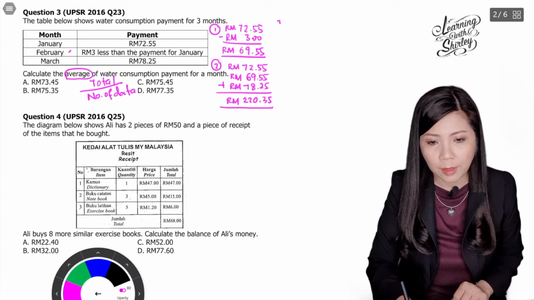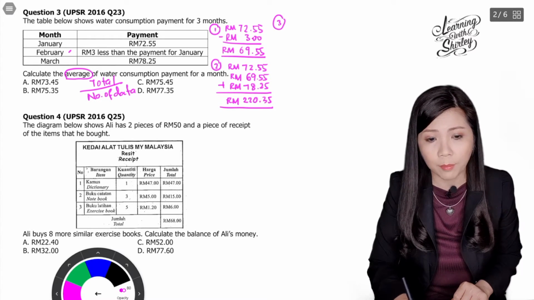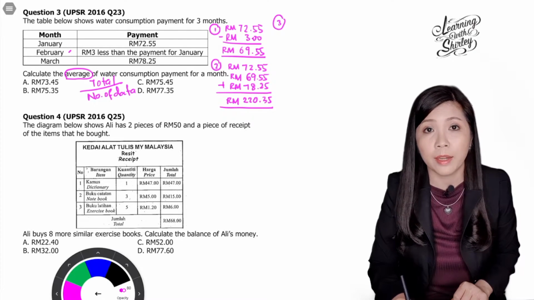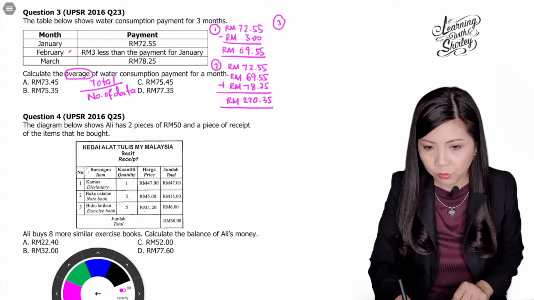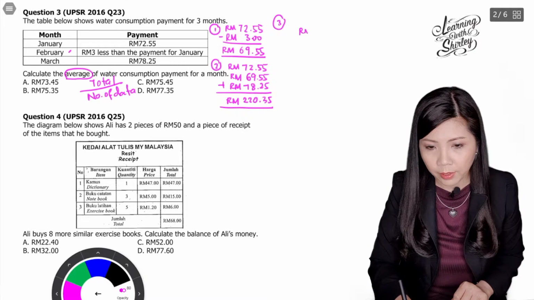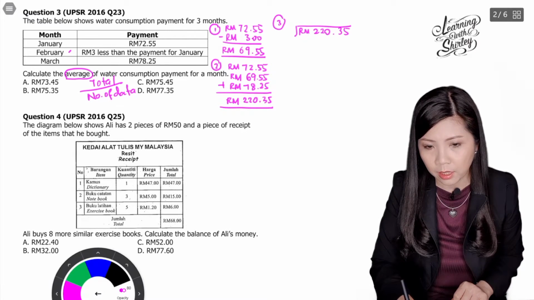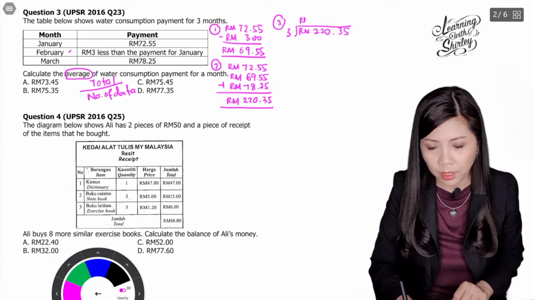The last step is to find the average. To find the average, I'm going to divide. I'm going to use the total divided by 3, because 3 months. So I'm going to write here 220 ringgit and 35 cents divided by 3. And I'm going to write down the unit RM here.